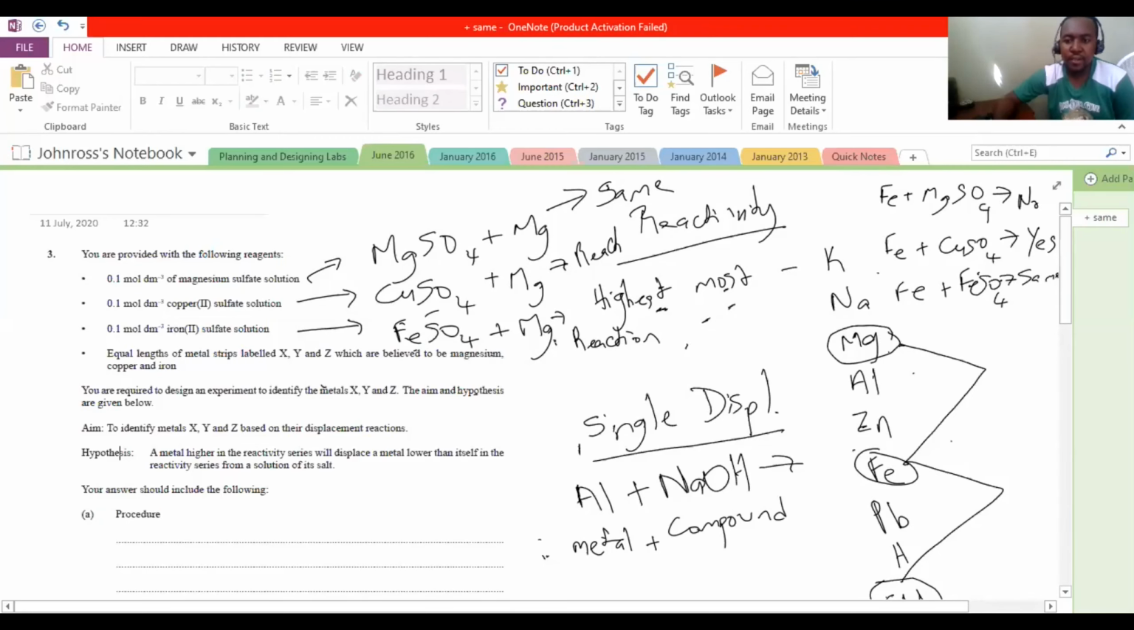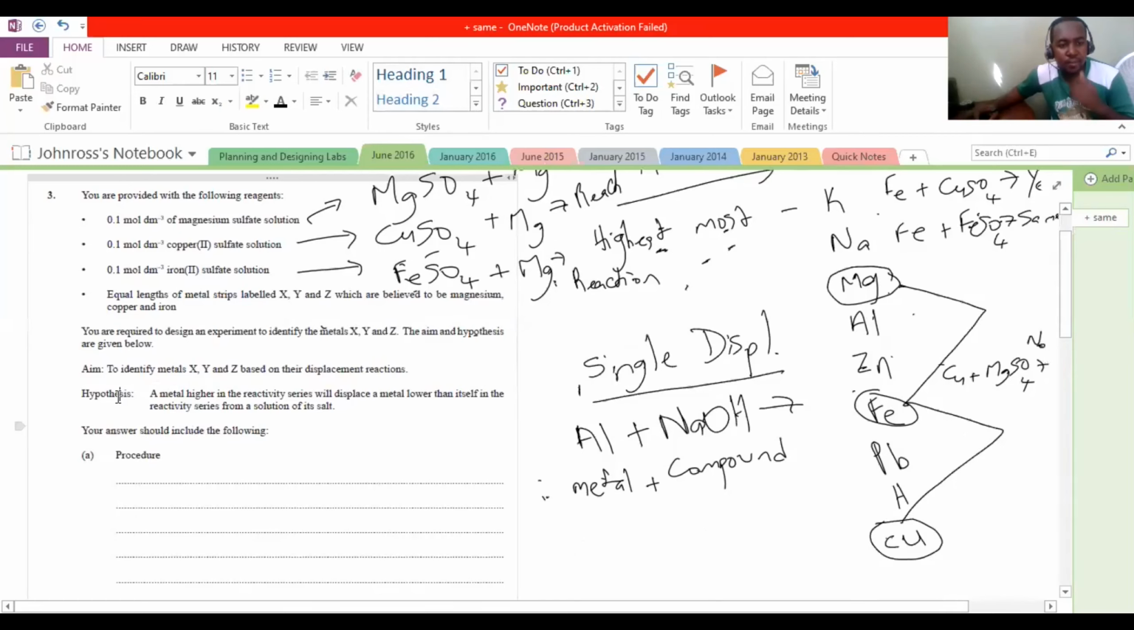All right, and finally, we look at copper. So if copper reacts with MgSO4, we notice copper is at the bottom here, so that means all reactions with copper would be a no reaction, correct? So are we clear so far? Yes. All right, so let's look at the question now.